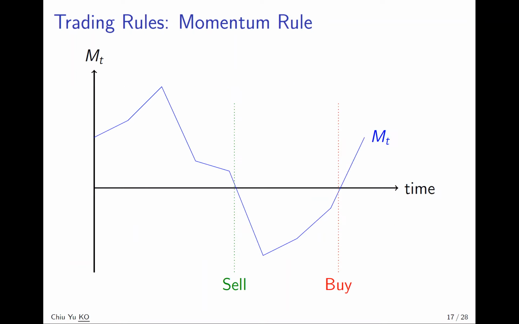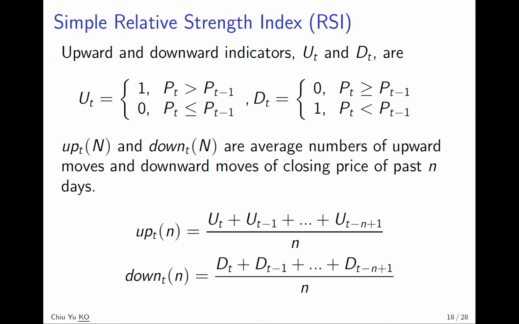suggests. If you look at the graph here, when the momentum changes from positive to negative, you sell, and when it changes from negative to positive, you buy. In particular, if you use one-day momentum, basically it says when the price changes from increasing to decreasing, you sell, and when the price changes from decreasing to increasing, you buy. Very intuitive.